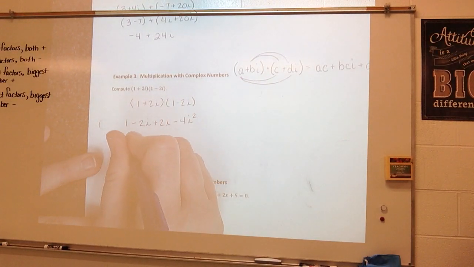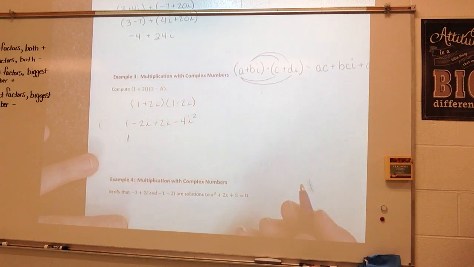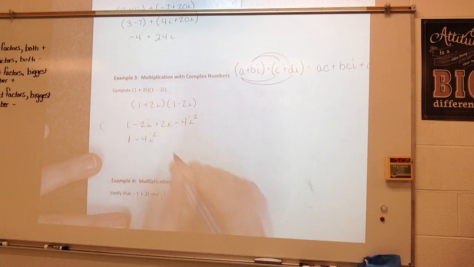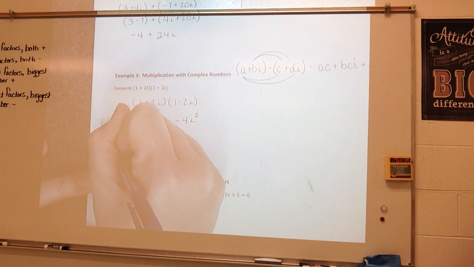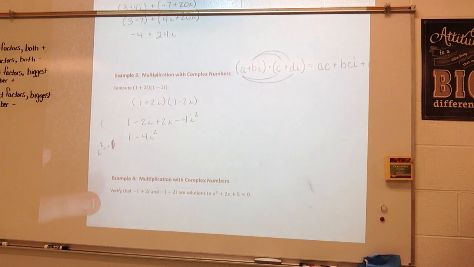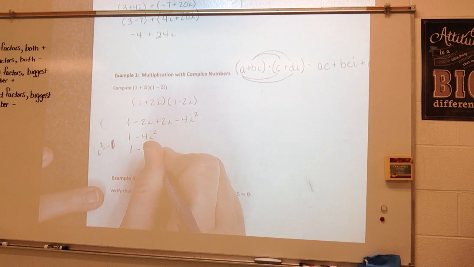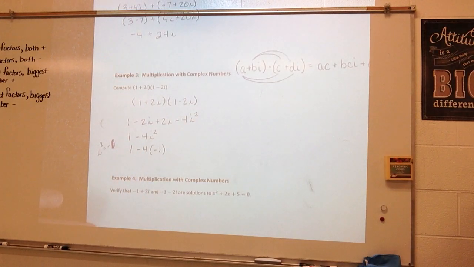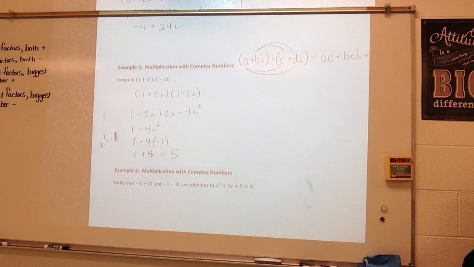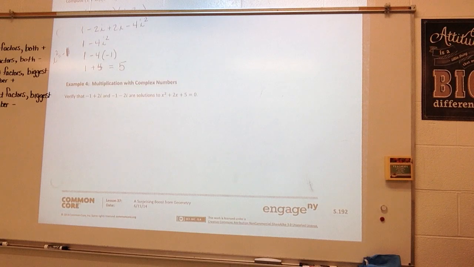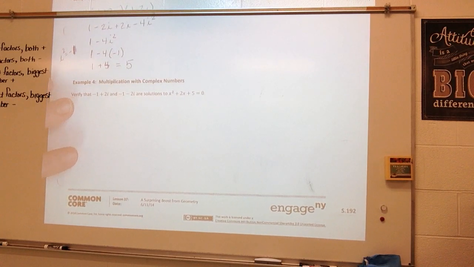So I can go ahead and combine my like terms. Well, negative 2i and 2i cancel. So I get this. We learned just a little bit ago that i squared is equal to what? i squared is equal to negative 1. So, look, I'm going to plug negative 1 in there, and I get 1 plus 4. So my answer is 5. I don't even get a complex number when I multiply this. Alright, multiplication with complex numbers.